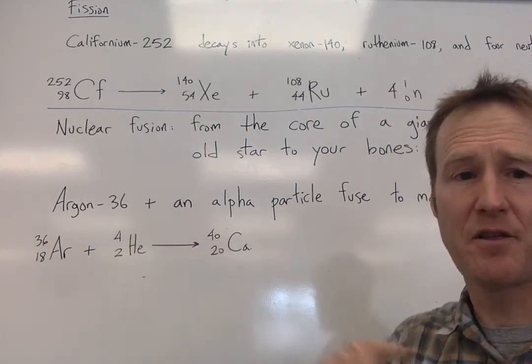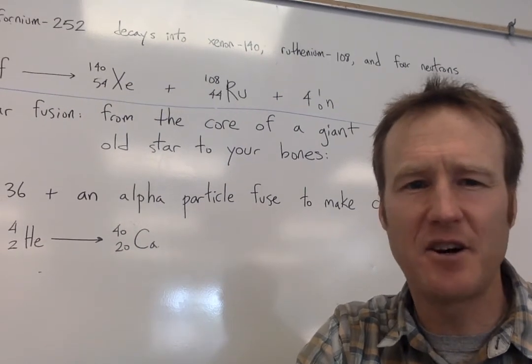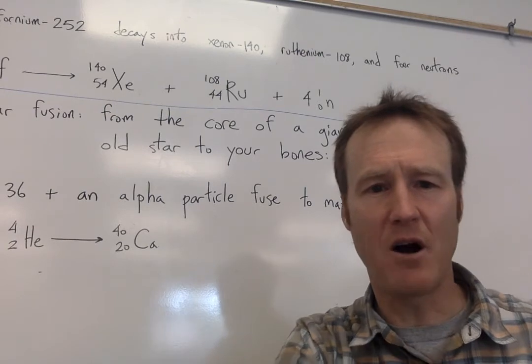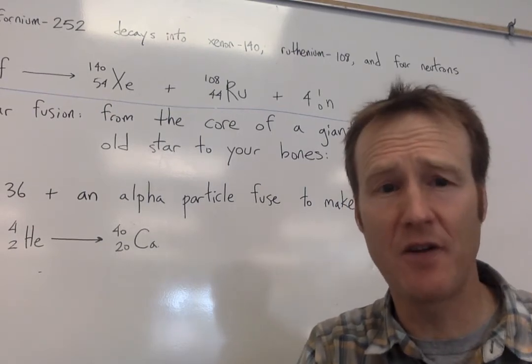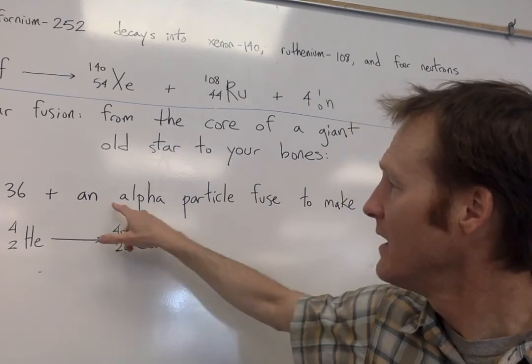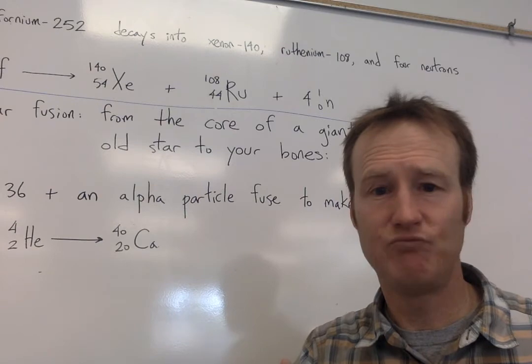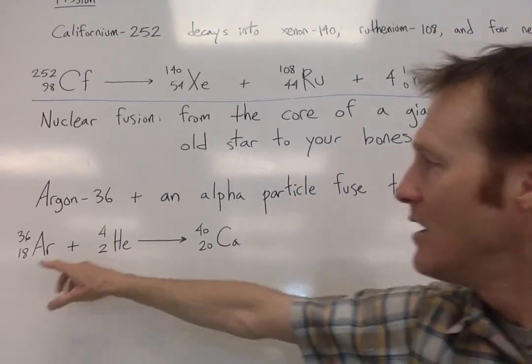Well, you can make it with a nucleus of the noble gas argon-36. Electrons aren't in the picture here because these nuclei are moving around without electrons attached to them. But it's still a nucleus of argon-36. And an alpha particle, if they fuse, you'll get calcium. How do I know? Well, let's look at the fusion equation.